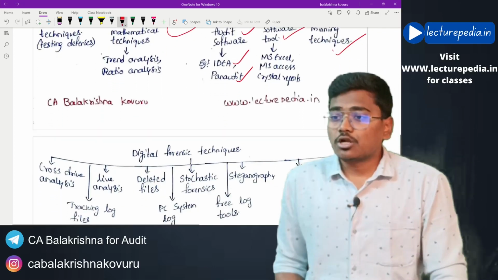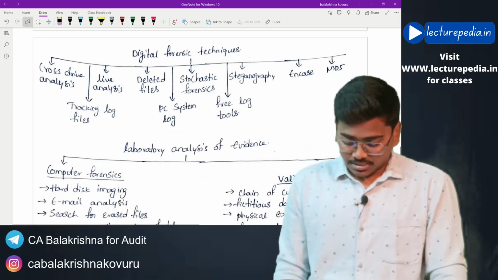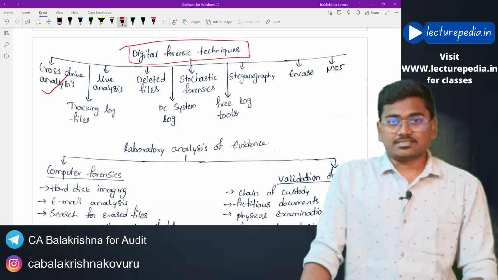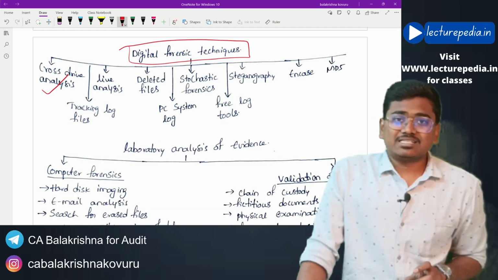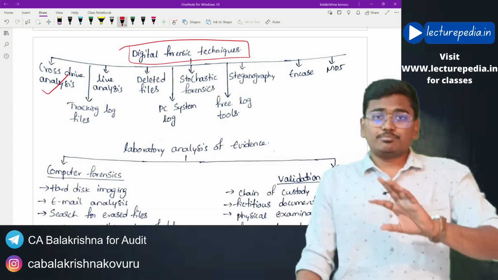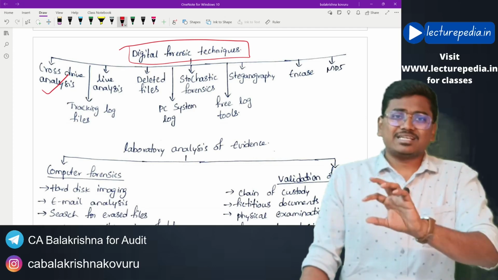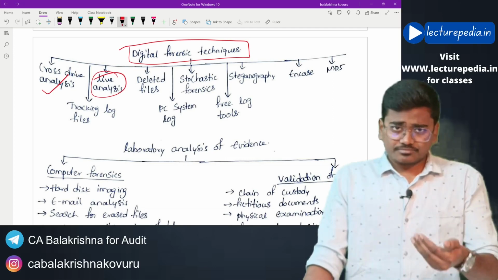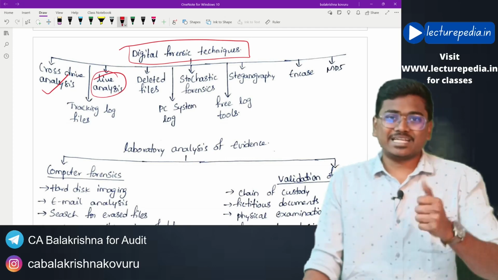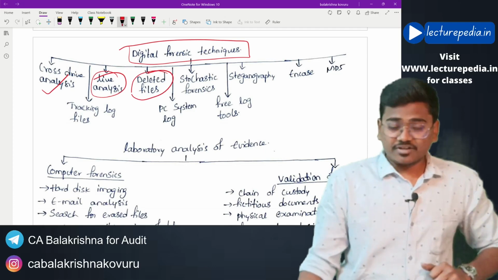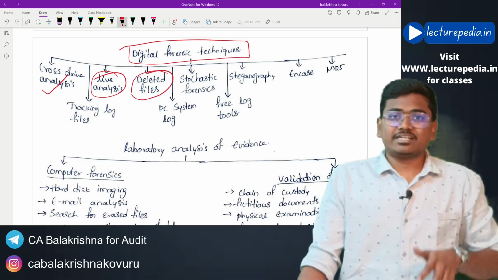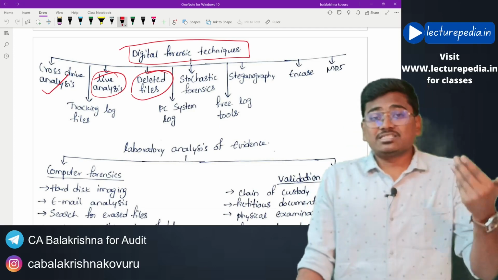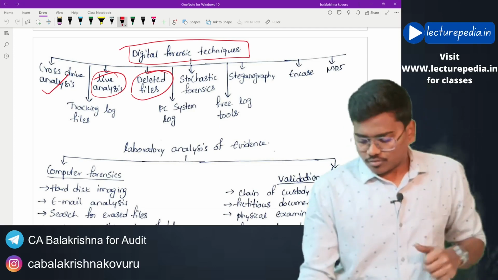Still, there are other techniques that he can use, that is digital forensic techniques, cross drive analysis. In this cross drive analysis, he will identify relationships between various transactions or various items in the entity. And live analysis, in the live analysis he will perform real time analysis. And then deleted files, he will try to recover the deleted files and identify why those files were deleted and what information is present in those files.